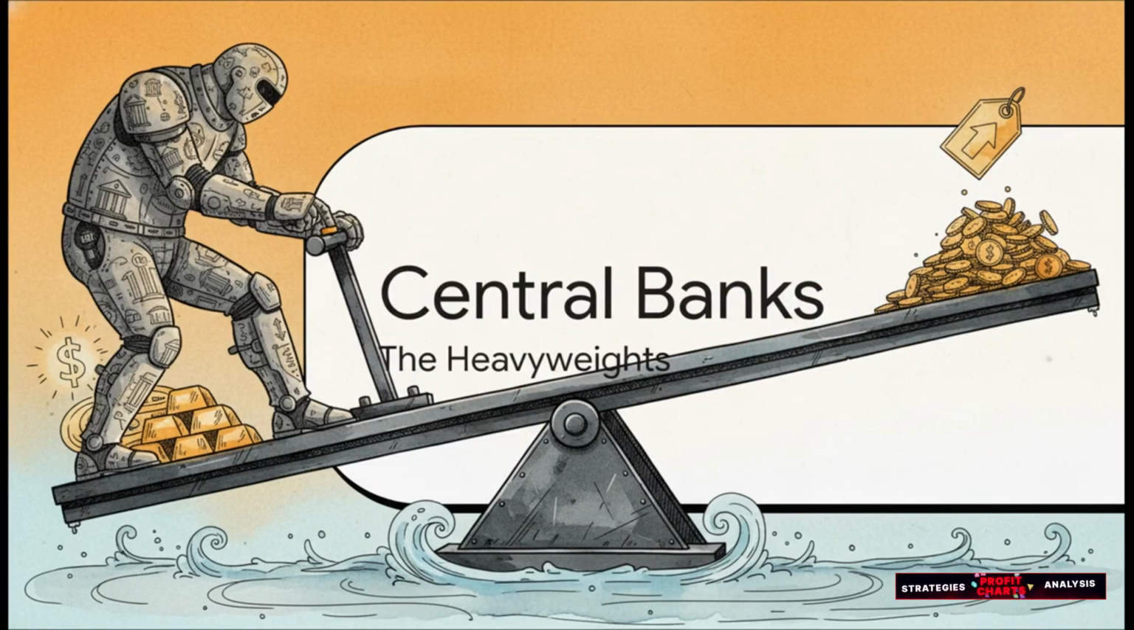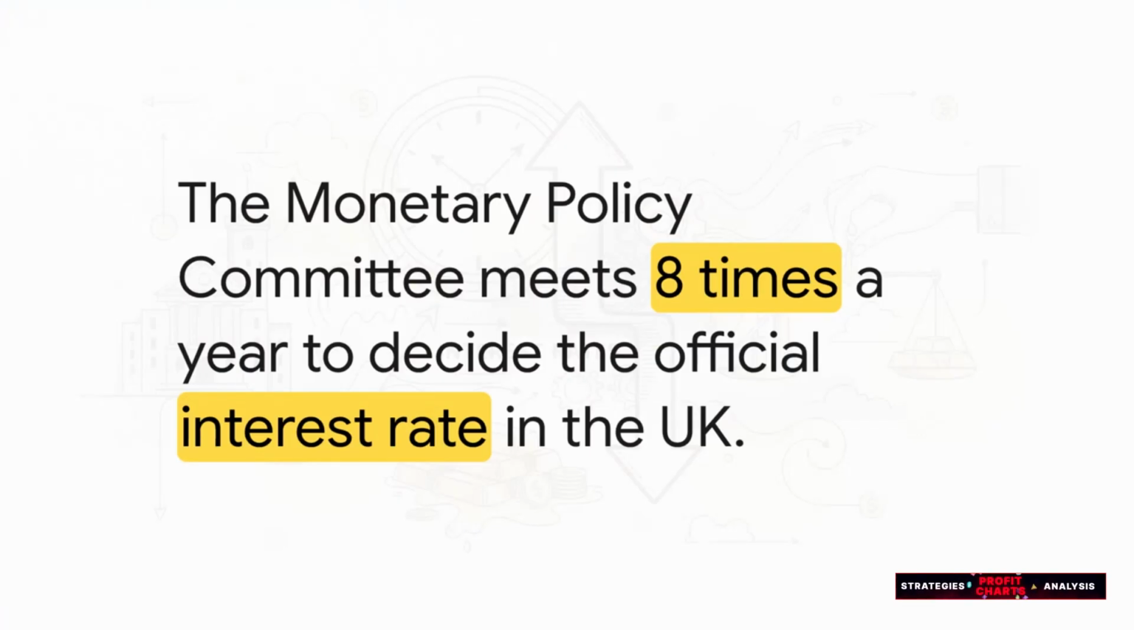Section 4, Central Bank Influence. Time to talk about the heavyweights. So while different nations obviously have their own rates, like the Bank of England's Monetary Policy Committee making their 8 scheduled annual decisions, it's vital to recognize the sheer psychological impact these meetings have. When sudden macroeconomic shockwaves force a central bank into an emergency discussion or they drop an unexpected rate hike, volatility just goes through the roof.